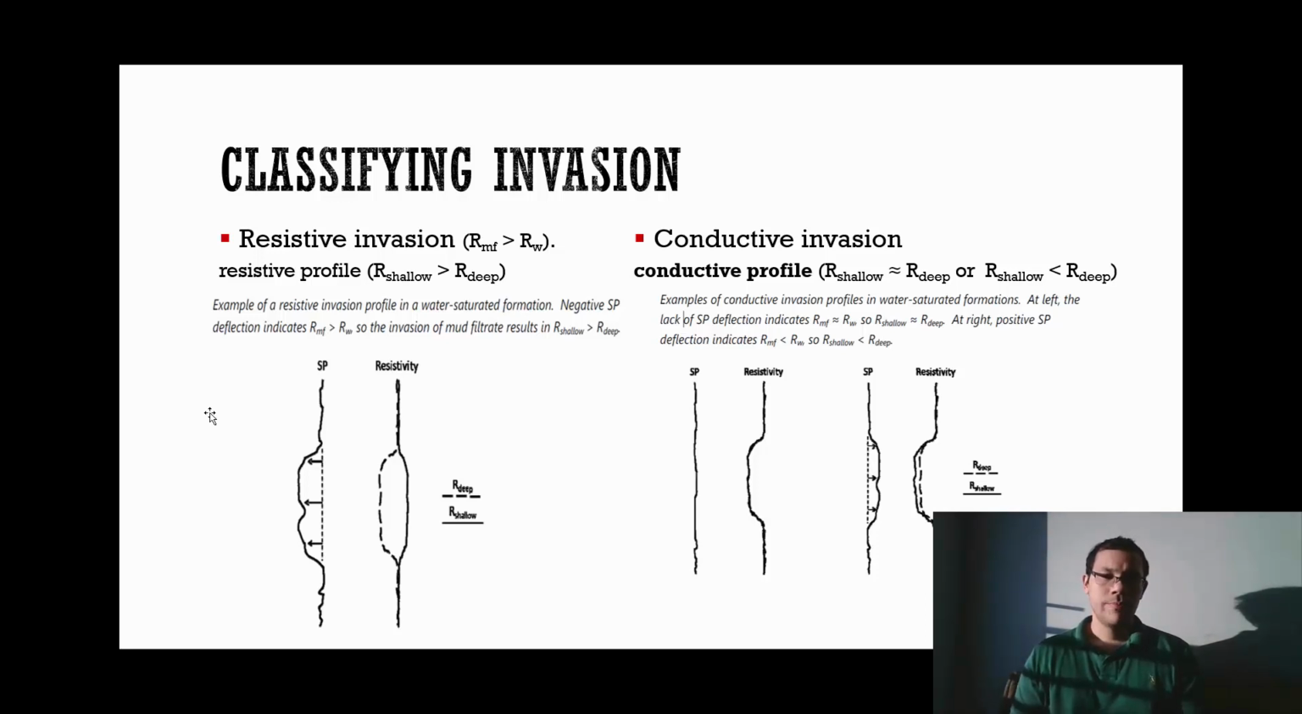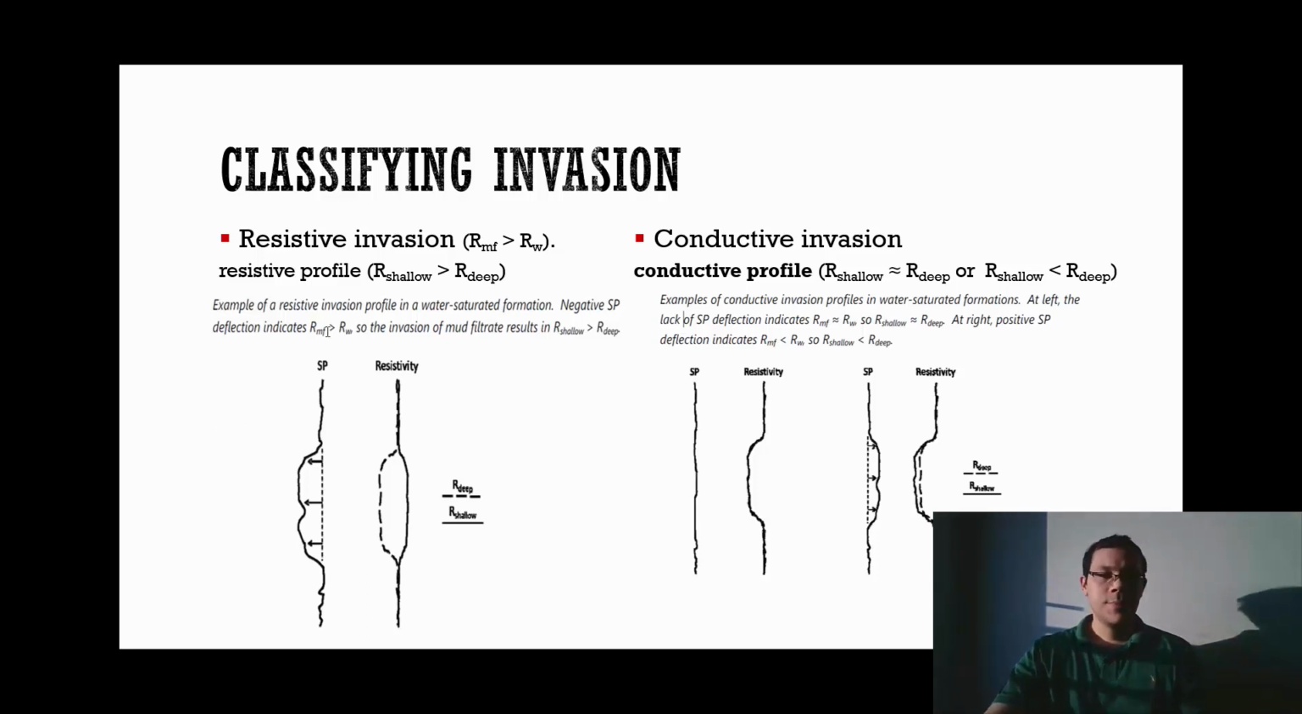So, just to get familiar with the terms, a conductive invasion will create a conductive profile. A conductive profile means that in your resistivity tool, the resistivity of the shallow will be almost the same as the resistivity of your deep curve, or the resistivity of your shallow will be smaller than the resistivity of your deep curve. And let's watch the graph.